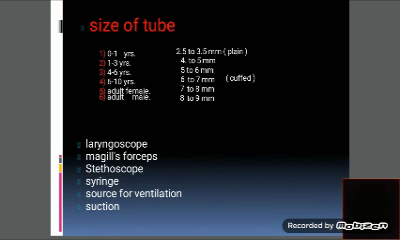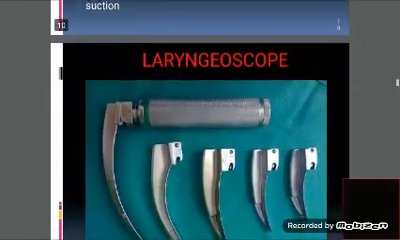Now you will see that in a 0 to 1 year child, we most commonly use 2.5 to 3.5 mm, and for 1 to 3 years 4 to 5, 4 to 6 years 5 to 6, and 6 to 10 years 6 to 7, adult female 7 to 8, and adult male 8 to 9. So these are the common sizes which are mainly used according to the age of the patient.